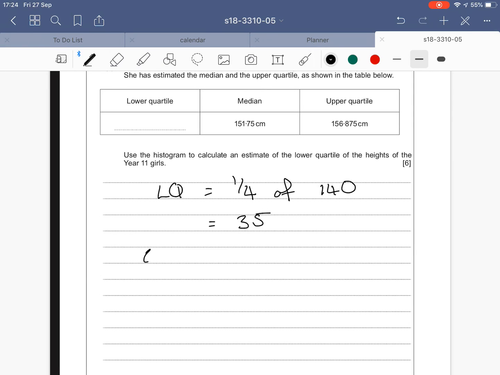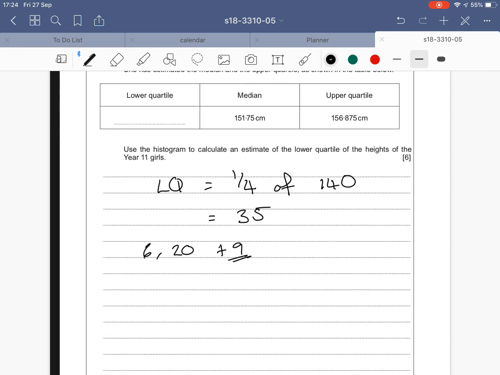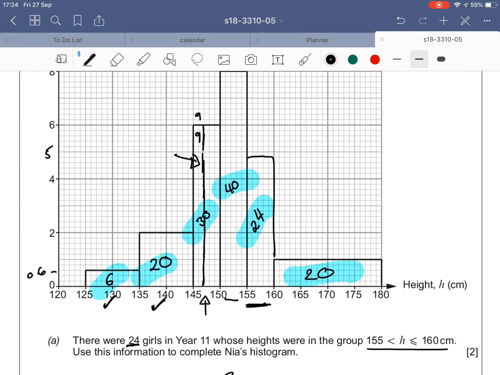Because we've already got 6, we've got 20. We need an extra 9 people. So the area of this bit has got to be 9. And because it goes up 6, we want to know how many it goes across to make the area 9. So 6 times what is 9 is 1.5. So actually it was a bit over than what I said.